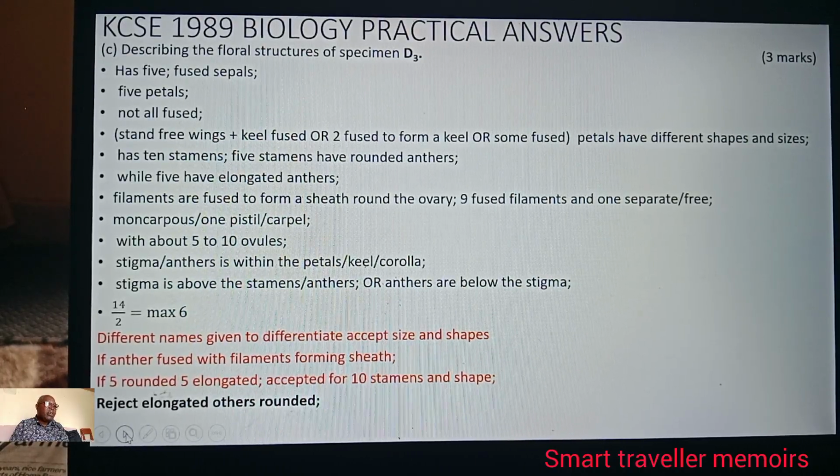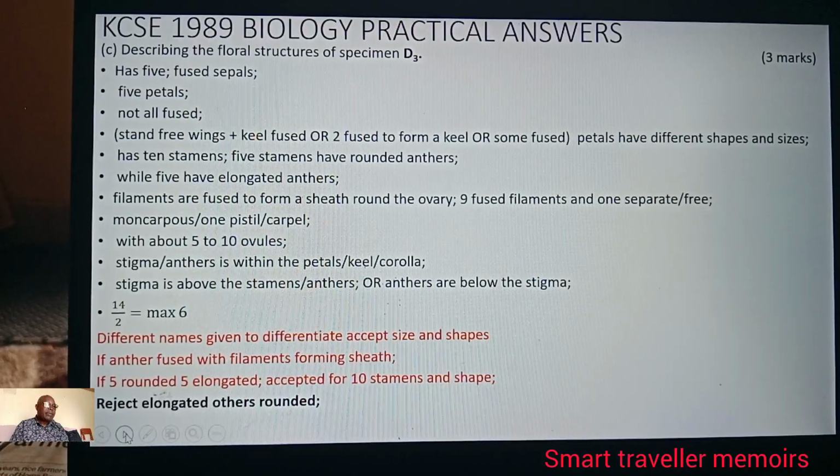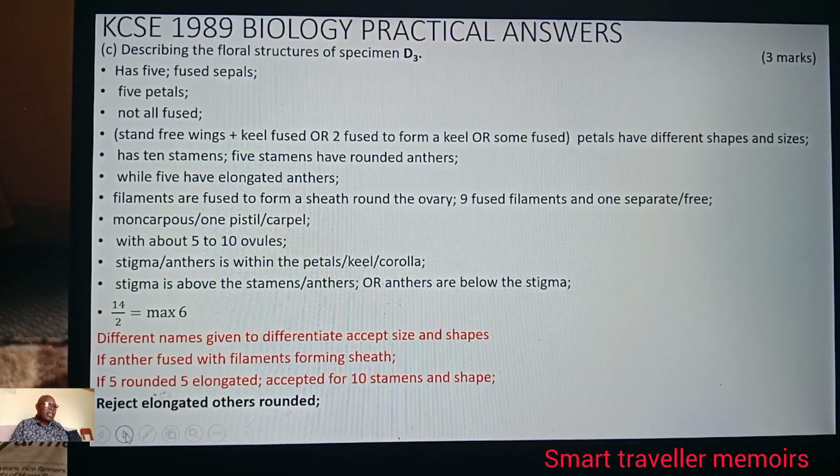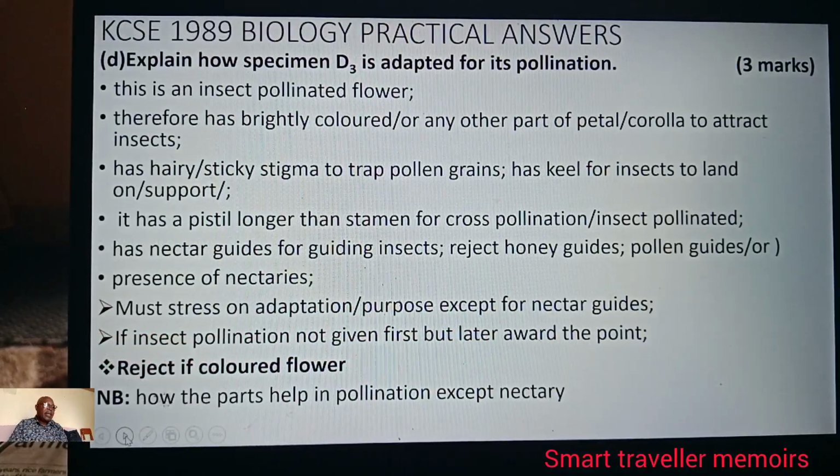Different names given to differentiate accept sizes and shapes. If anthers fused with the filaments forming a sheath. If 5 rounded, 5 elongated, accepted for 10 stamens and shape. Reject elongated anthers rounded.